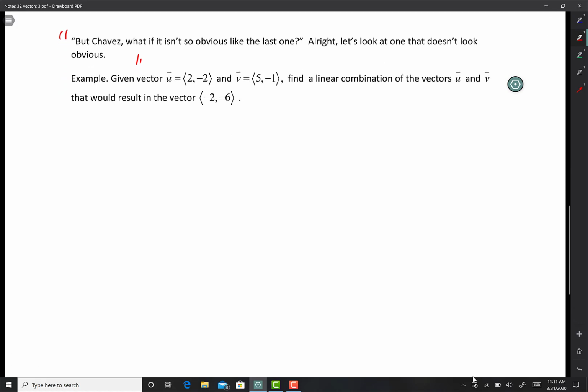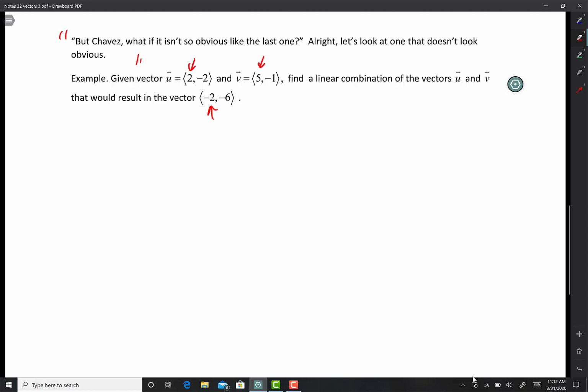Given vectors u and v, find a linear combination of u and v that would result in the vector negative 2, negative 6. All right, looking at it, I see the difference between 2 and 5 is 3, or negative 3, if you say 5 minus 2, that's 3. And obviously, that's not going to help me. So focus on the x component, the i component. When I multiply and add these, I want to add up to a negative 2.